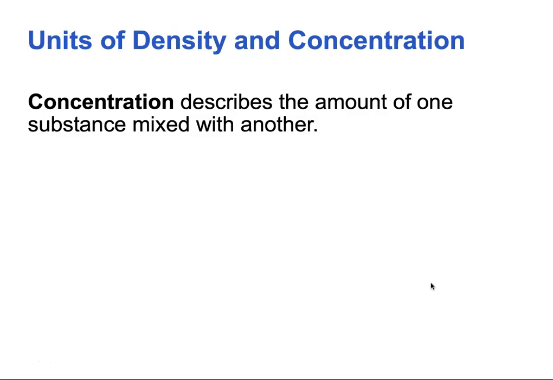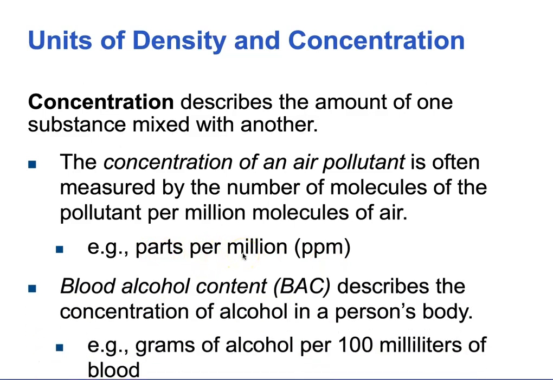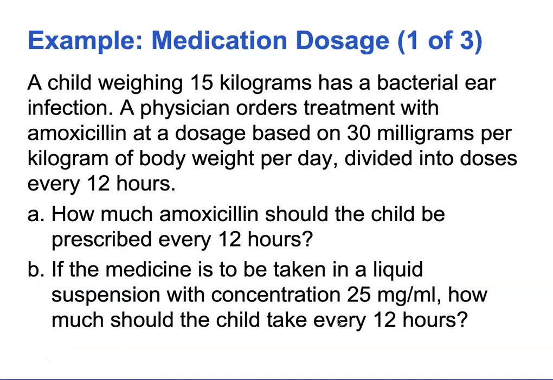Concentration describes the amount of one substance mixed with another. The concentration of an air pollutant is often measured by the number of molecules of the pollutant per million molecules of air. That's why they usually say ppm, because it's parts per million when they're talking about air pollution. Blood alcohol content, BAC, describes the concentration of alcohol in a person's body. Example, grams of alcohol per 100 milliliters of blood.